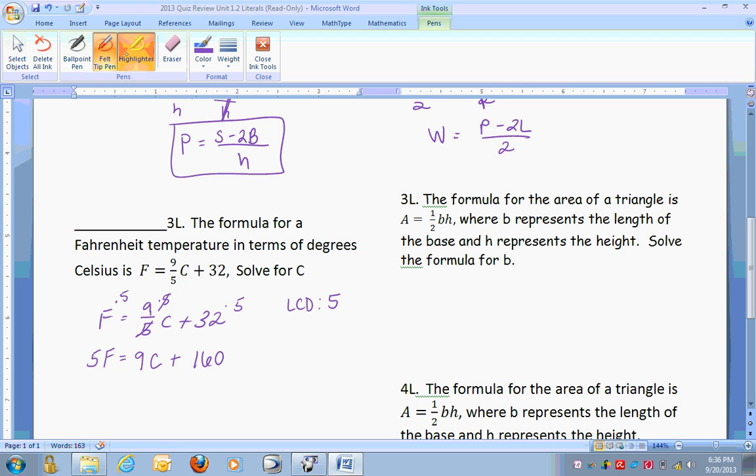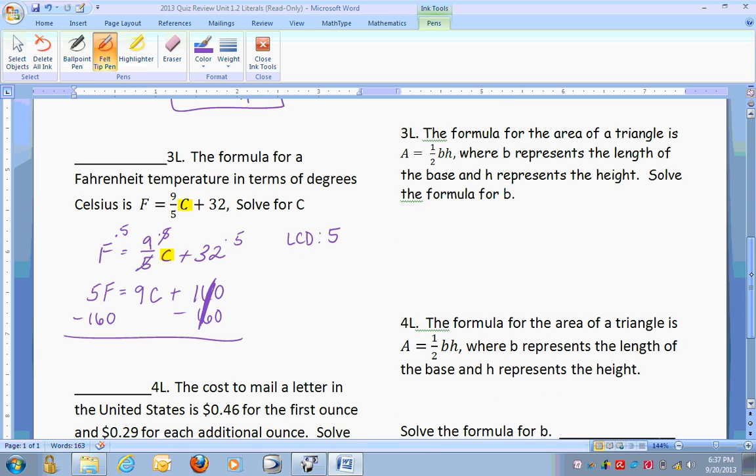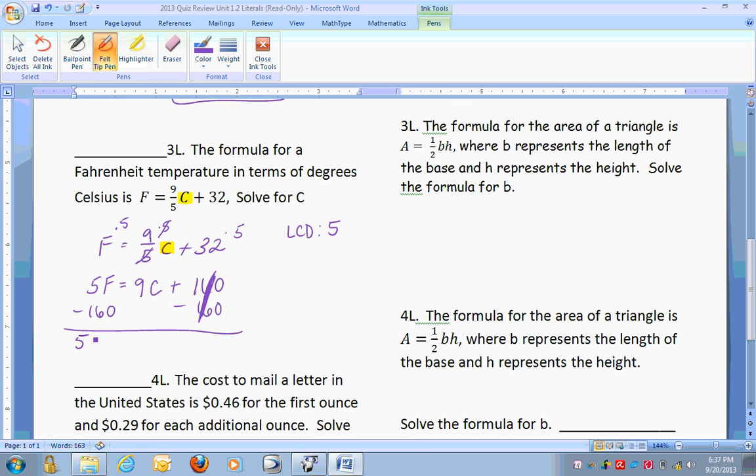Okay, and remember, the whole goal is to get c by itself. So the first thing we have to do is get rid of this 160. So I'm going to subtract that from both sides. That becomes a 0 pair. 5f and 160 can't be combined. They're not like terms. So I write it as 5f minus 160. And then I bring down 9c.